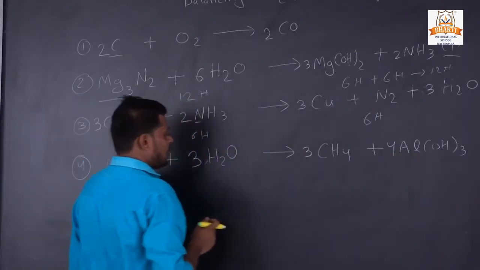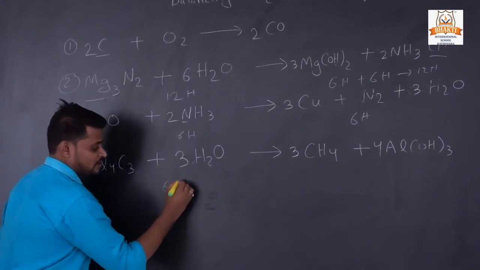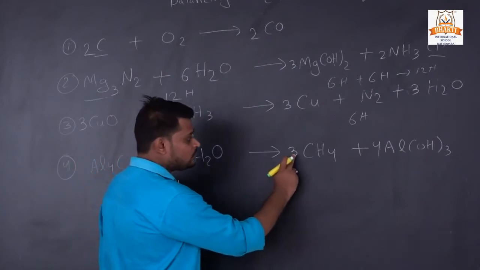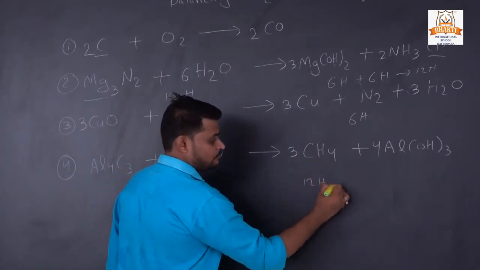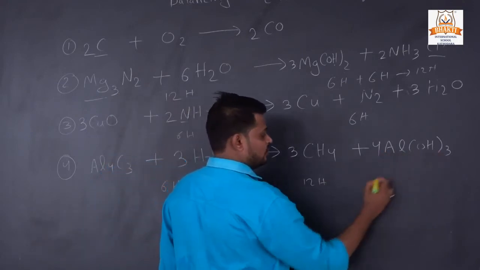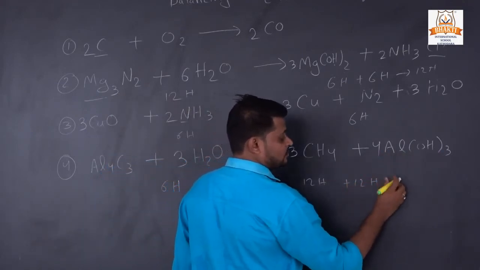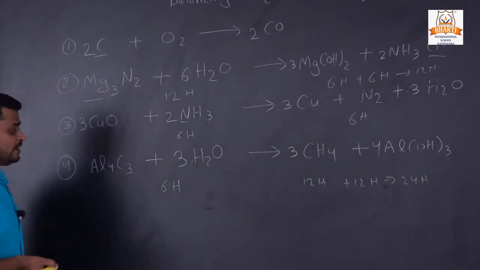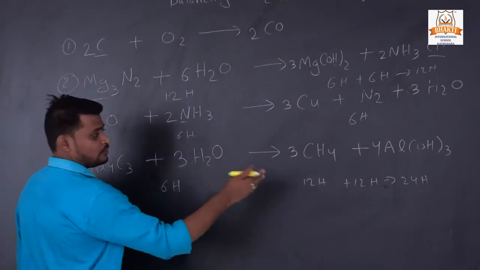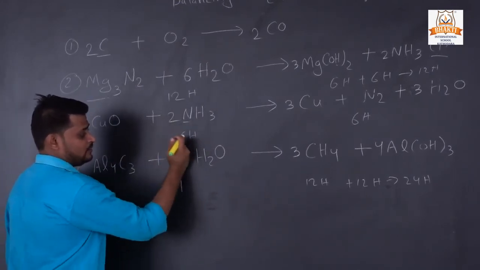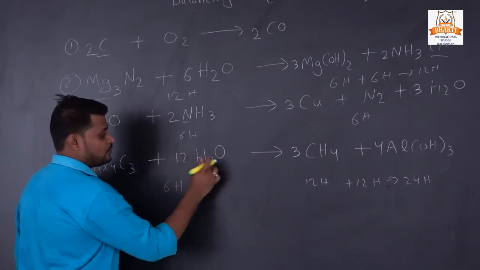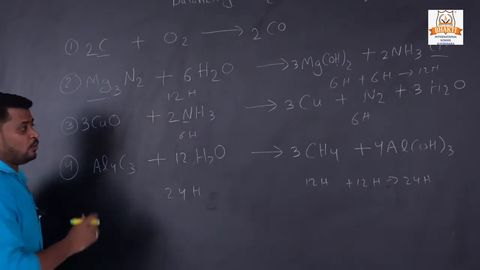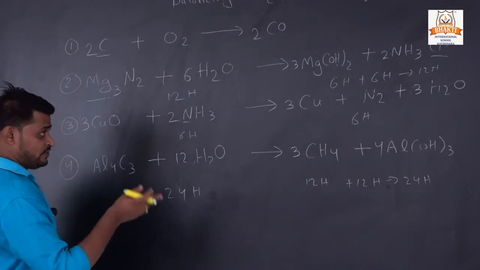Now hydrogen, here hydrogen is 3 2s are 6, but here hydrogen 3 4s are 12, and here 4 3s are 12, means total 24 hydrogen. So we have to multiply hydrogen with 24 here. So we have to multiply here 2, then 12, 12 2s are 24 hydrogen. So the whole equation was changed. So we have to check again.